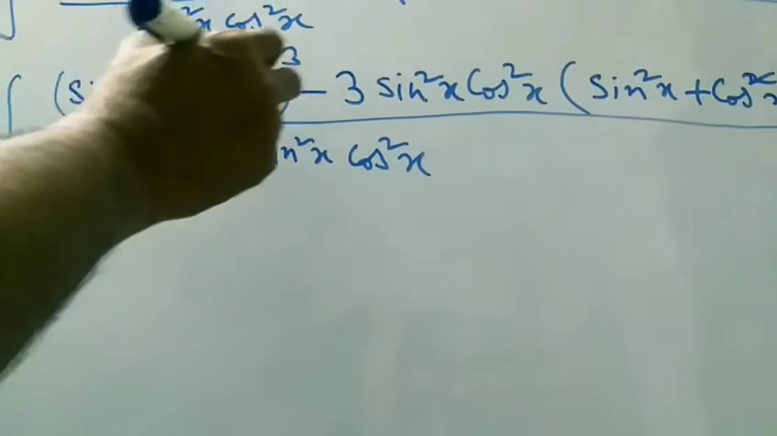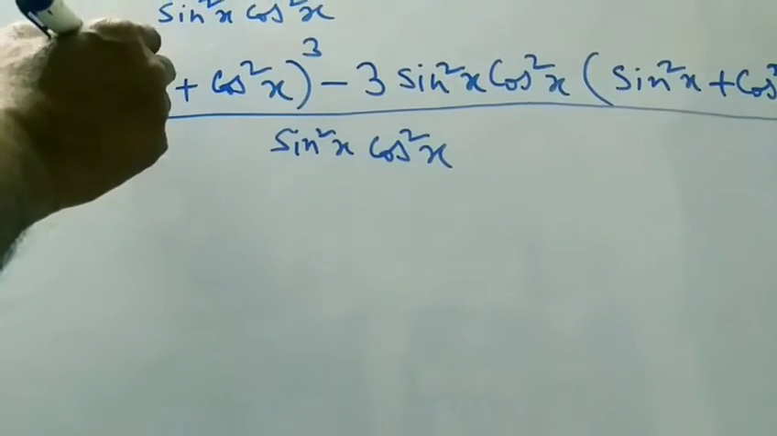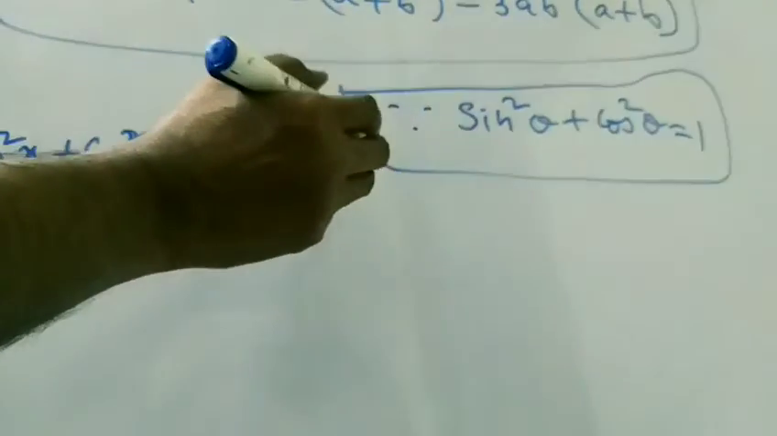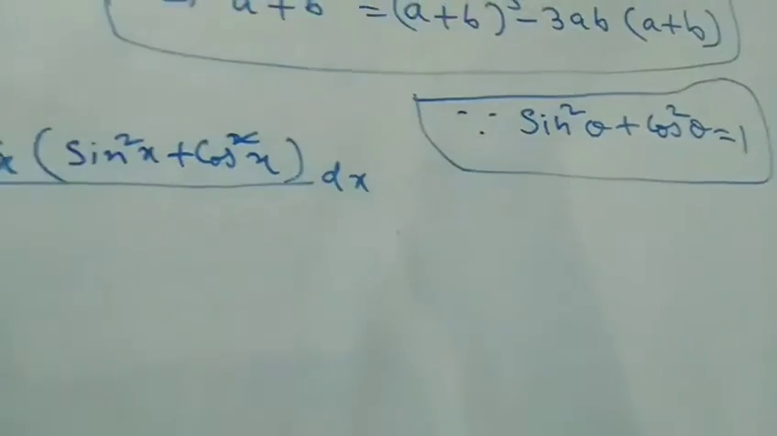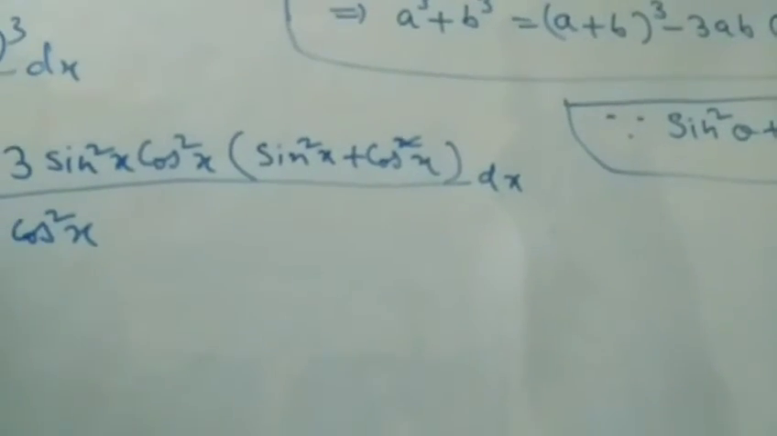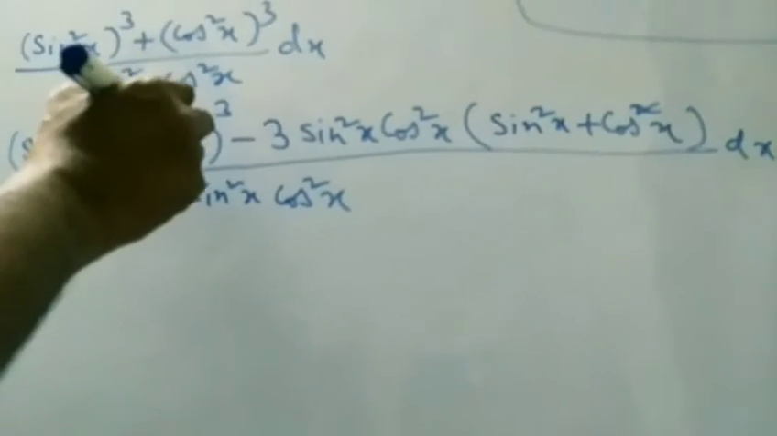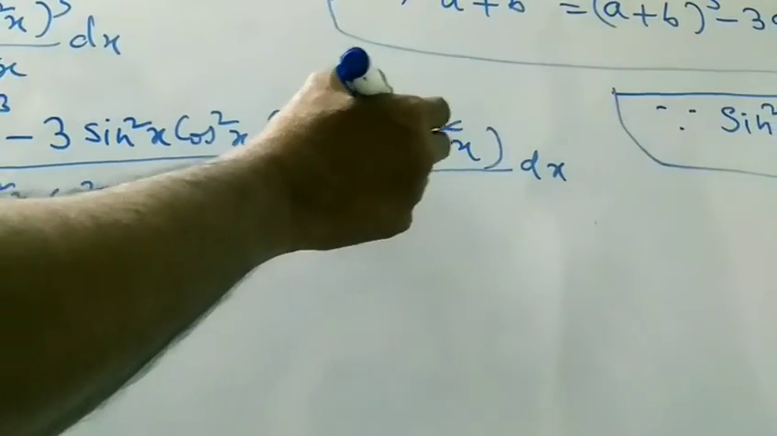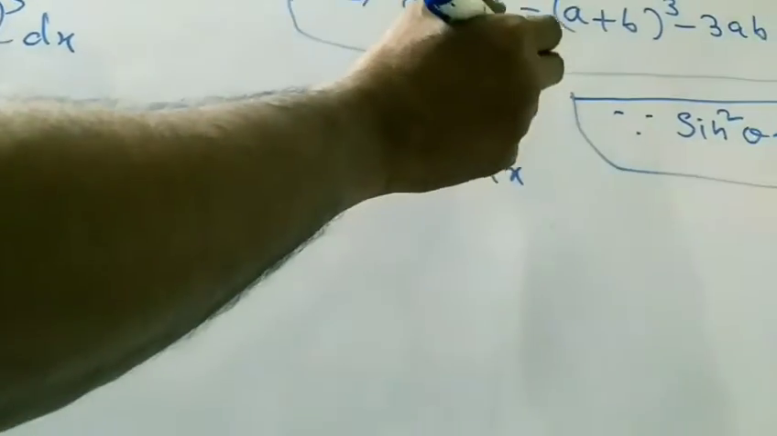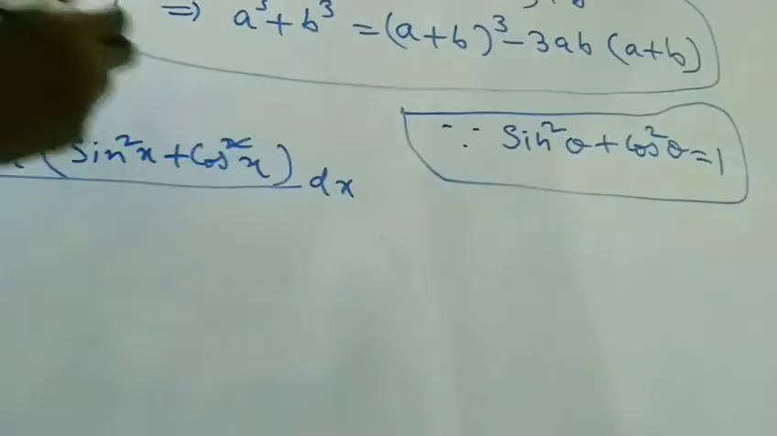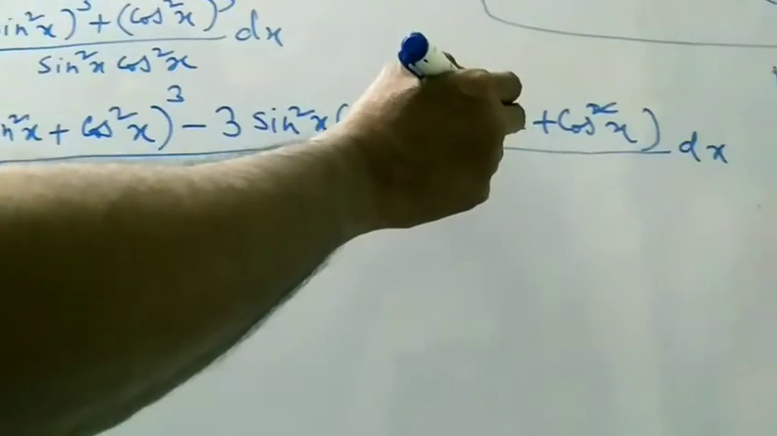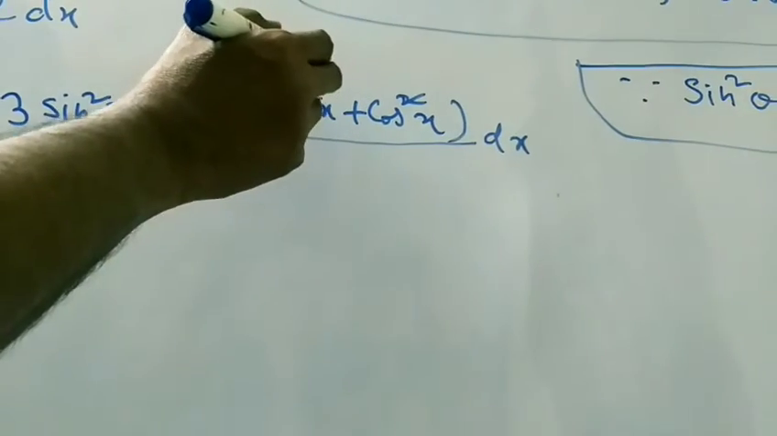So here, in place of a sin square x, in place of b cos square x, sin square theta plus cos square theta is equal to 1. Here, in place of theta, x is there, so sin square x plus cos square x. So it becomes 1. Sin square theta plus cos square theta is equal to 1, therefore sin square x plus cos square x is also 1.